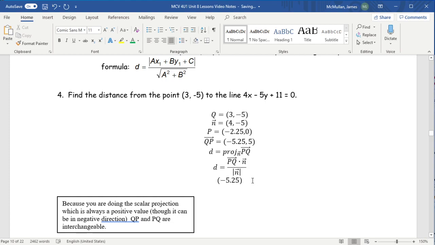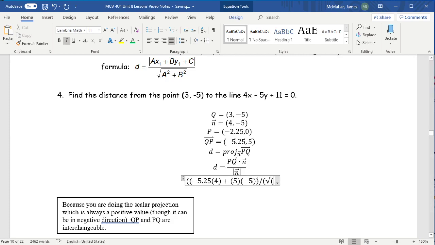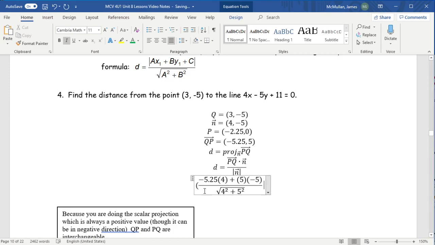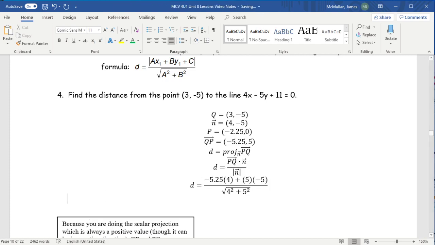Okay, so anyway, 5.25 times 4 plus 5 times negative 5, and we'll bracket all that up, and then we'll divide it by the magnitude here, which will be the square root of 4 squared plus 5 squared. Oh, I need to close that bracket. Okay, and that's the value that I'm looking for. That's the distance between the point and the line.